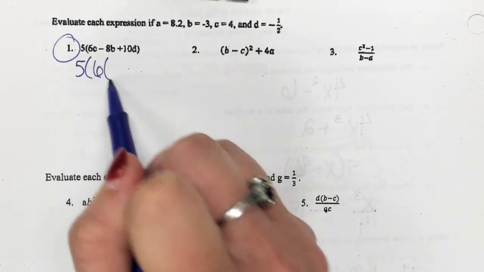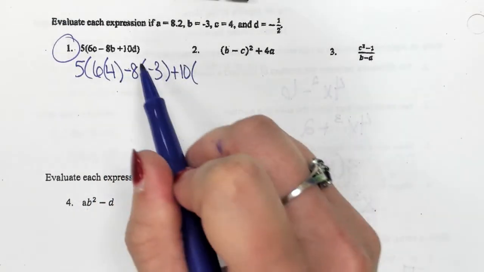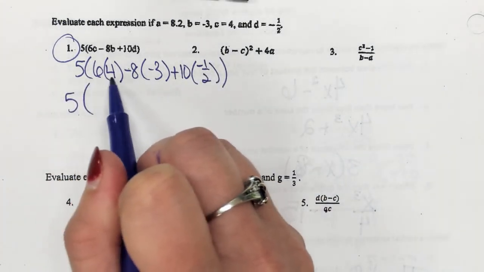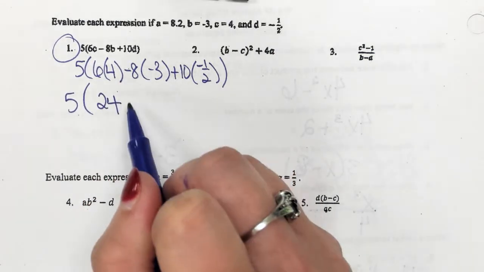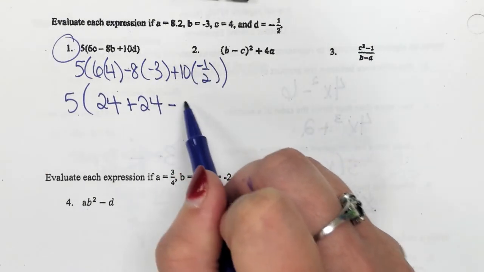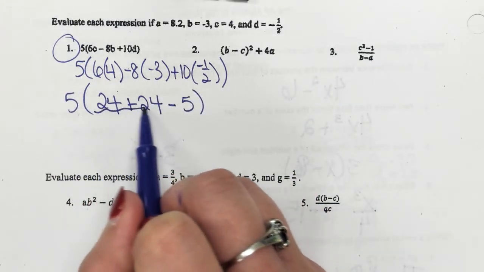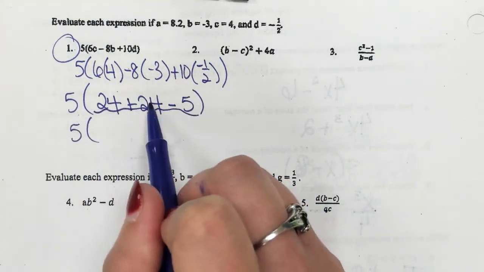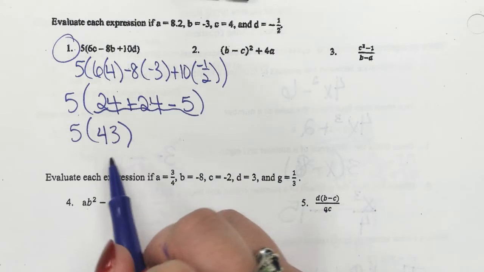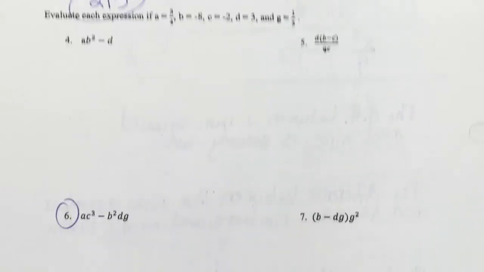Alright, let's see. Here we go. 6 times 4 minus 8 times negative 3 plus 10 times D, negative 1/2. Okay, what's 6 times 4? 24. What's negative 8 times negative 3? Positive 24. What's 10 times negative 1/2? Negative 5. There you go. I don't want to distribute. I want to do my parentheses first. So what's 24 plus 24? 48. And then 48 minus 5. 43. And then 5 times 43. 215? Yeah, sweet.